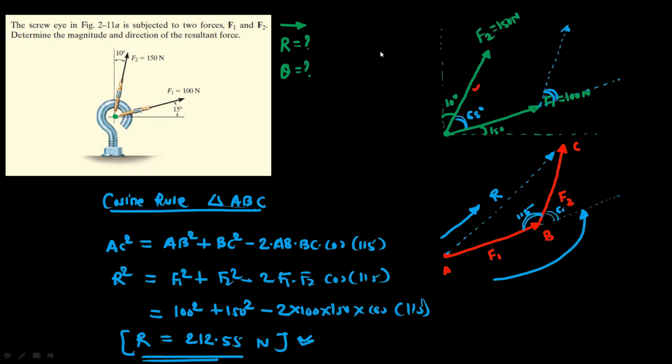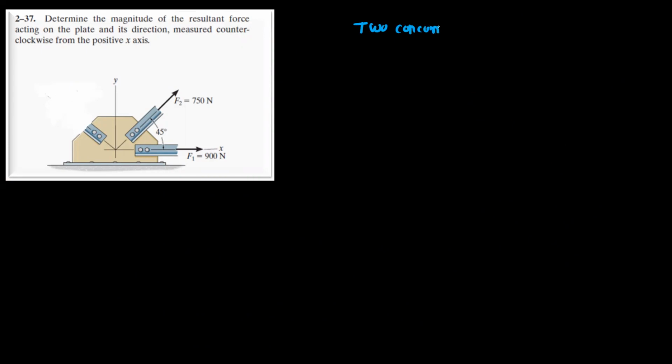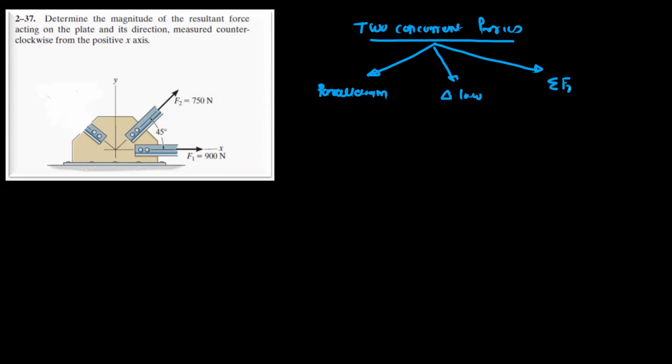of parallelogram. The only limitation for this triangle law or the parallelogram law is that we can use this only for a two concurrent force system. Now, the problem of two concurrent forces can be solved by three methods. The first method is law of parallelogram of forces. The second method is the triangle law. And the third method is your summation Fx, summation Fy method. Any problem can be solved by this method.